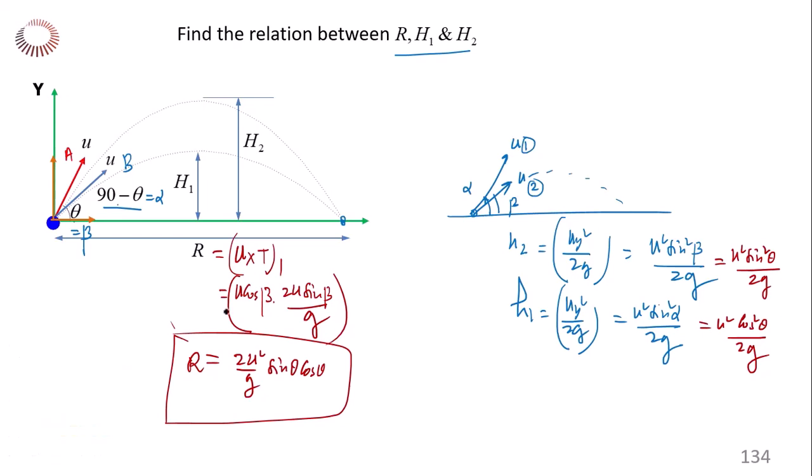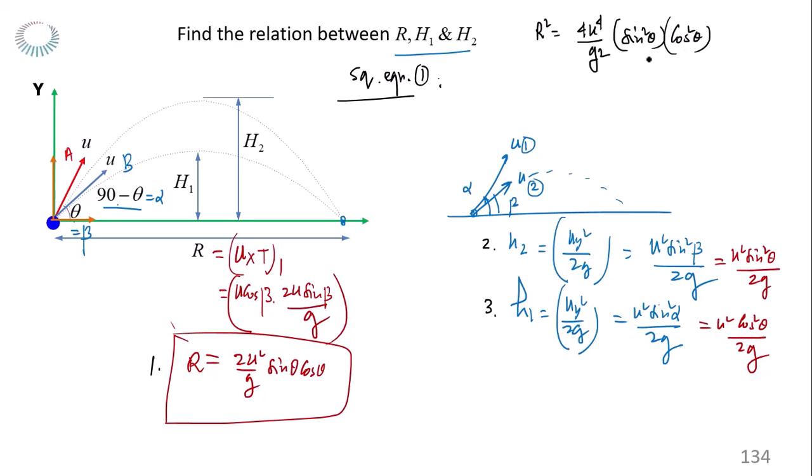So now square both sides. Let us name the equations: equation number 1, equation number 2, equation number 3. Now squaring equation number 1 on both sides. What are we getting? R square should be equal to 4 times u to the power 4 by g square into sin square theta cos square theta.